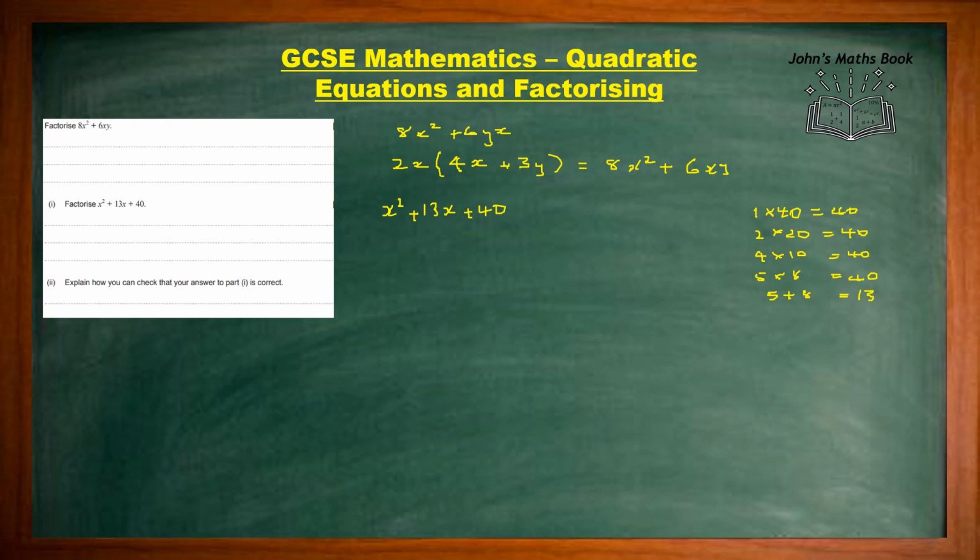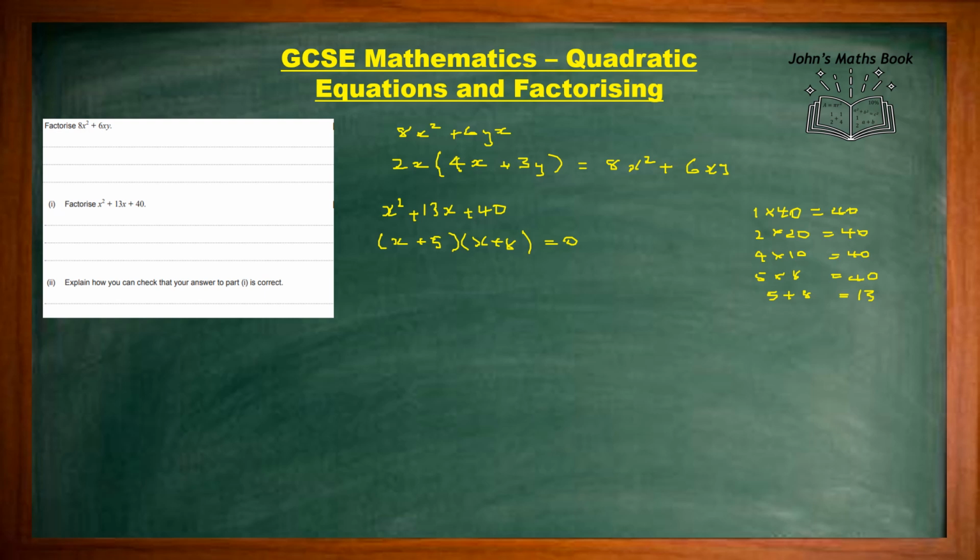So we can factorize this by saying x plus 5 multiplied by x plus 8 is equal to 0. The second part of the question asks us to explain how we can check that the answer to part 2 is correct.